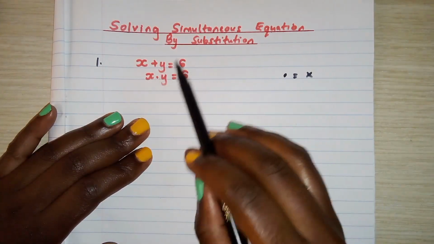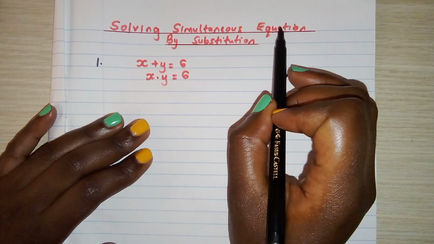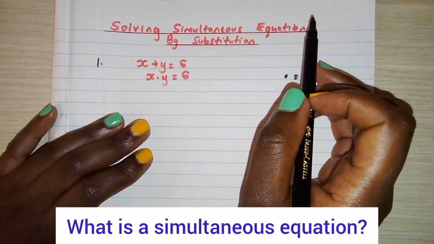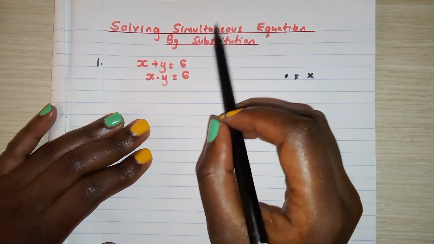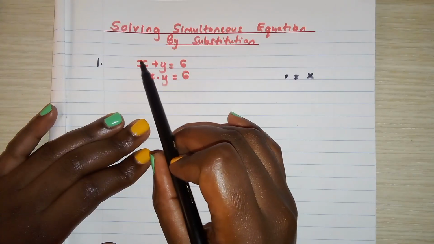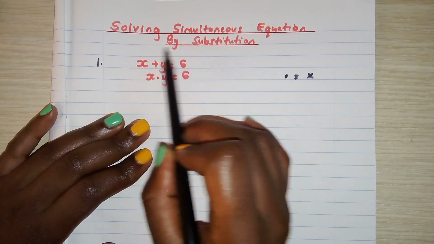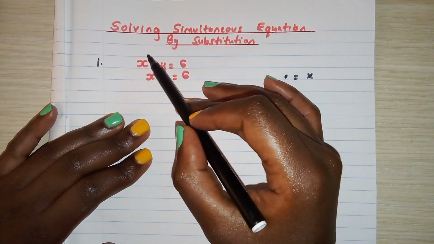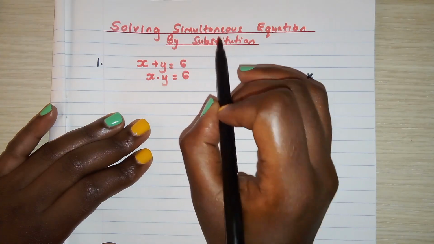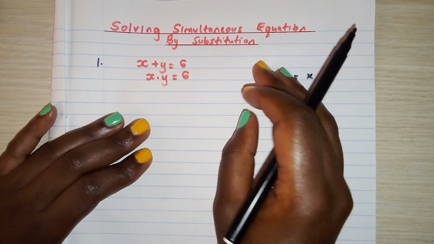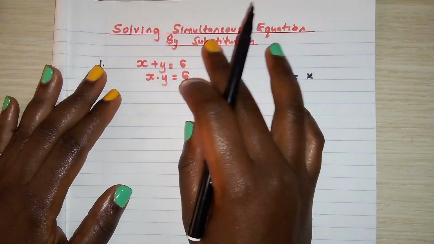Before we work out this question, we need to understand what a simultaneous equation is. If you know, just write the meaning in the comment section. A simultaneous equation is where you have two unknown variables and two equations, so you need to find the answer for x and the answer for y. Today's video will look at substitution. There are different ways of solving simultaneous equations, so let's go ahead and start.